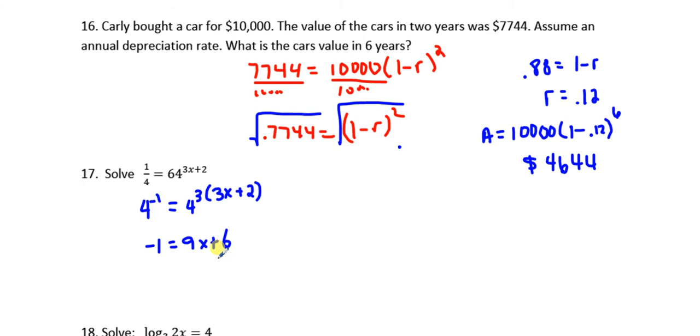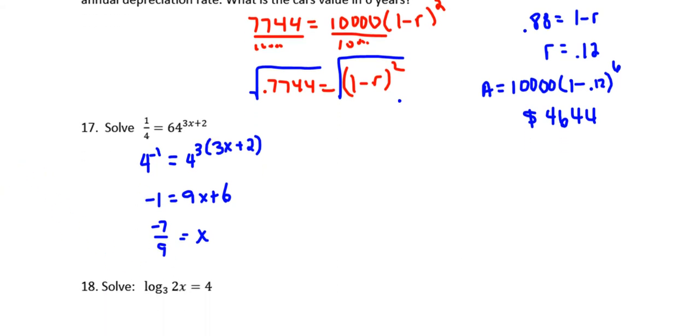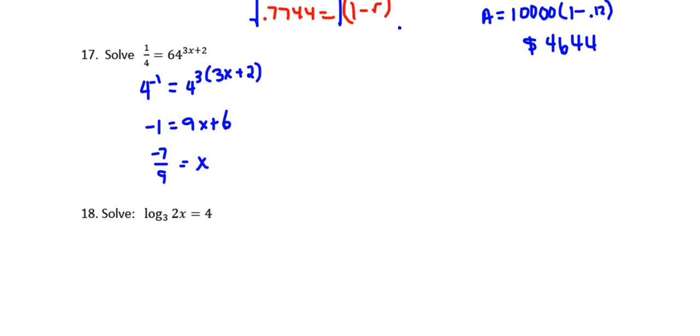And then subtract 6 from both sides and get 9x equals negative 7. And then our final answer is negative 7 over 9. X equals negative 7 over 9. That one looks like a fairly easy problem, but that's really not a very, very easy problem.